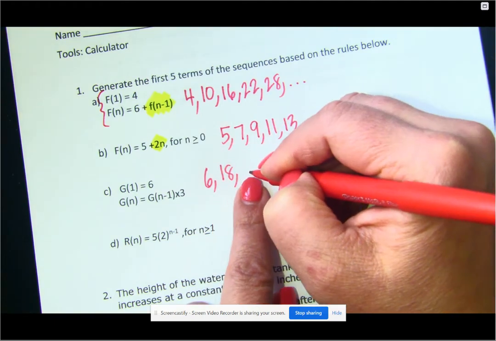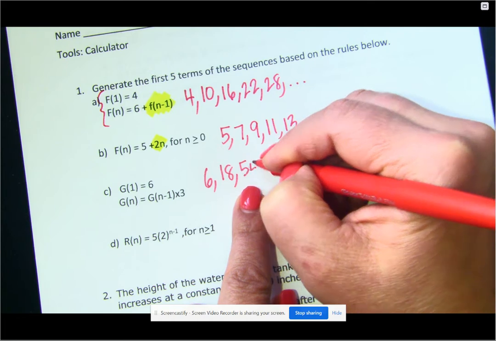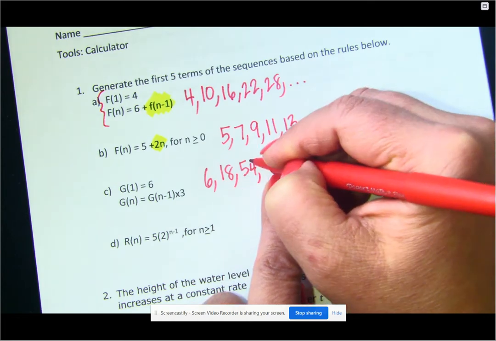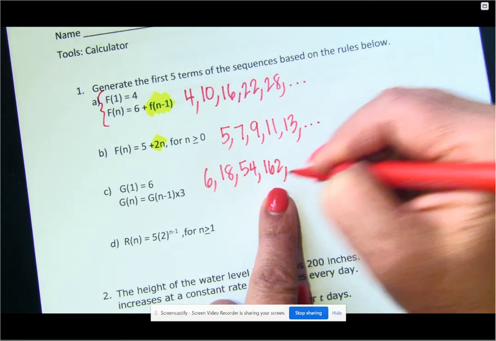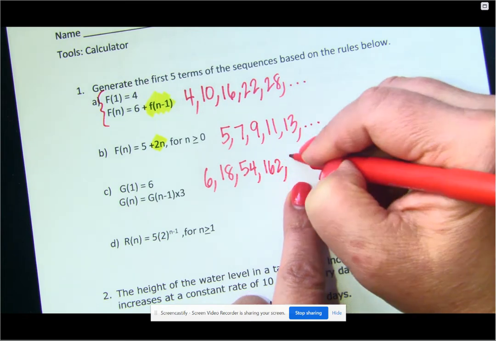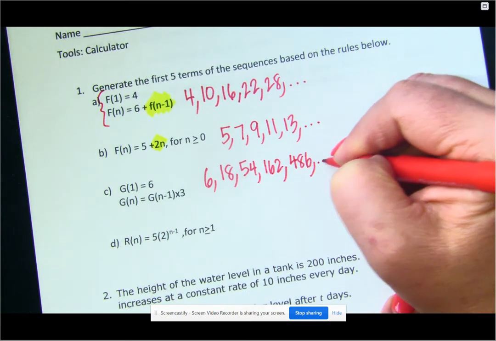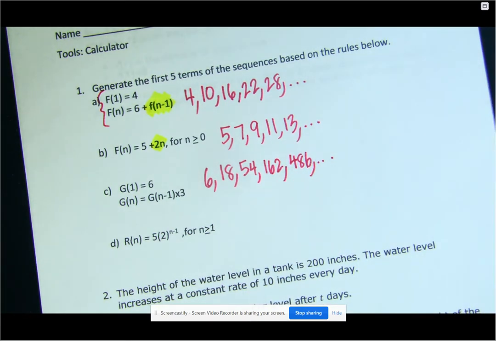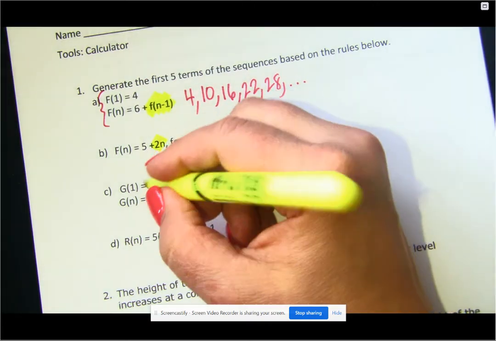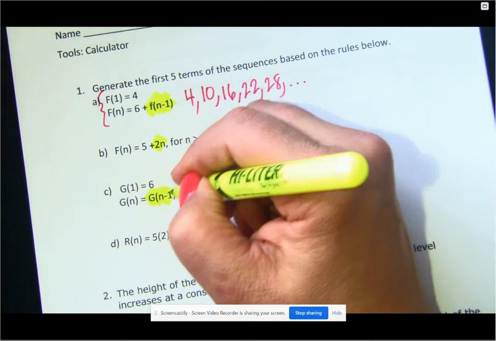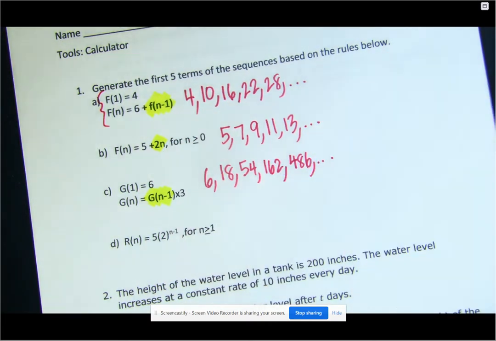I keep taking the one before it and multiplying by 3. Again, I'm going to emphasize this G of n minus 1, that means previous term.